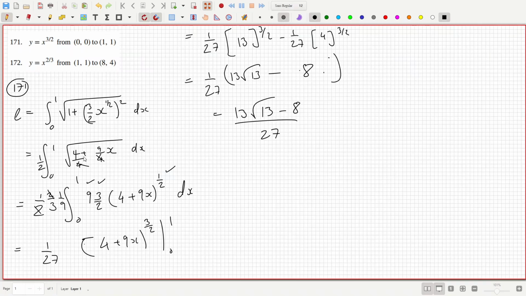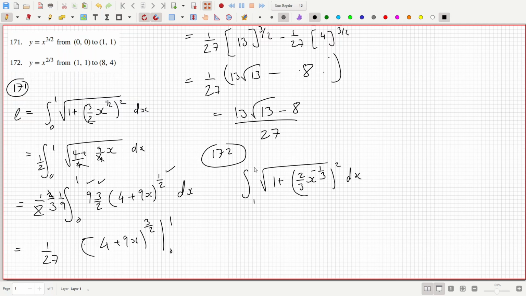Okay, the next one is very, very similar. 172. Integration: the square root of 1 plus (2/3 x to the power minus 1/3) squared dx from 1 to 8. That is the integral from 1 to 8 of root 1 plus 4/9 x to the power minus 2/3 dx.